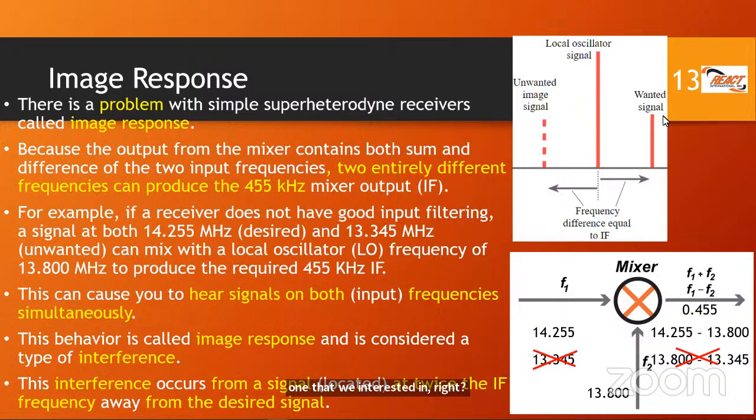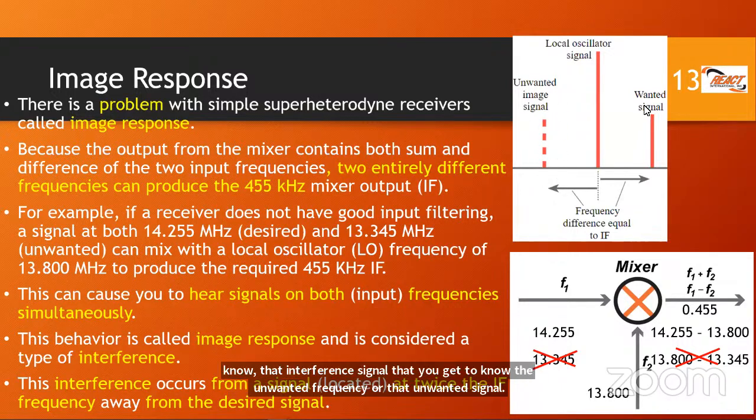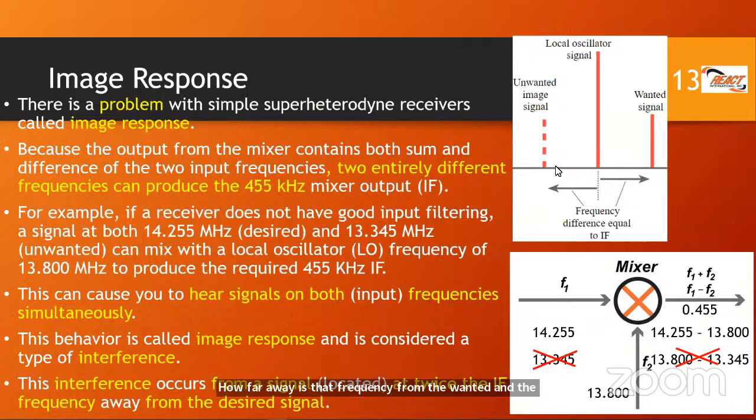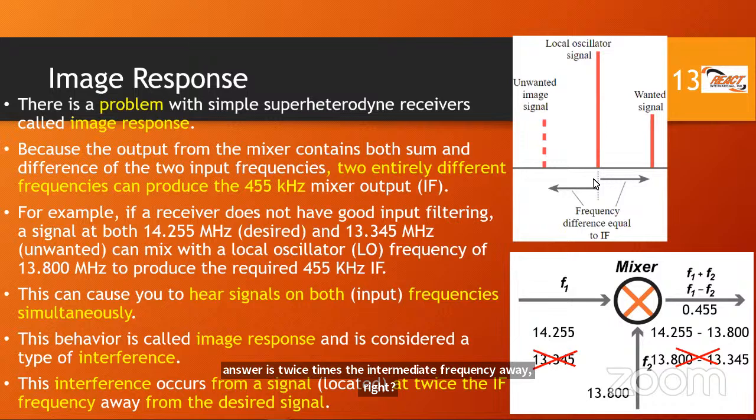It'll ask you about that interference signal that you get, that unwanted signal: how far away is that frequency from the wanted? And the answer is twice the intermediate frequency away. So that's an exam question. It's actually the last bullet point, so you need to learn that for the exam. It's twice the IF.